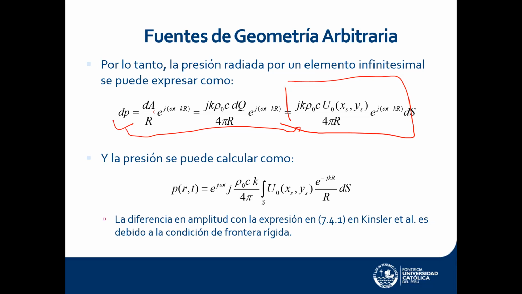And if that is the differential of pressure produced by some tiny element of surface, then we can calculate the whole pressure generated by the whole radiator as the integral of the differential pressures for all the differential surfaces on the surface of the radiator. So we can actually calculate it like this.